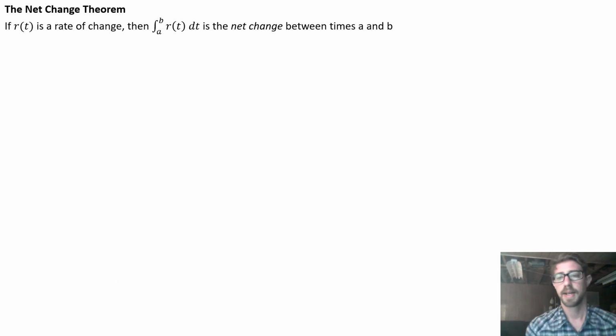So here's the statement of it. This isn't a thing you have to memorize. It just formalizes that concept. If I give you a rate of change of anything, and we're about to do an example, then the integral from a to b of that rate of change is what we call the net change between times a and b.